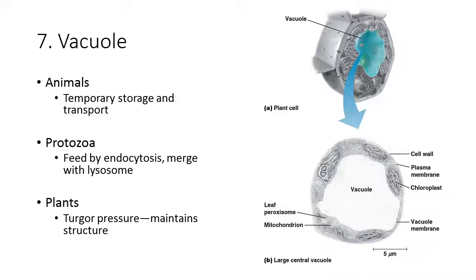And then our plants. The vacuoles are supplying turgor pressure to our plants. So again, if you have a wilted plant, it's because there's not enough water in this vacuole, and then it's making this cell kind of collapse in on itself. So it's maintaining the structure of the plants.